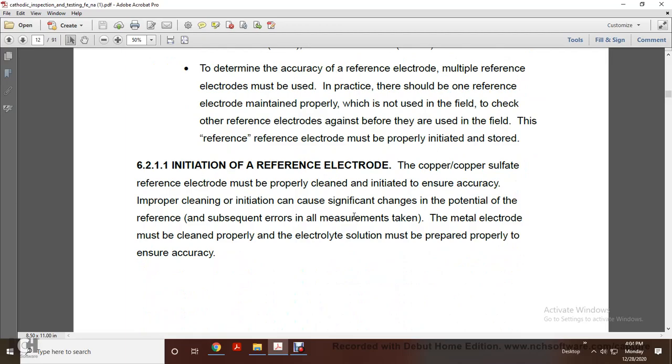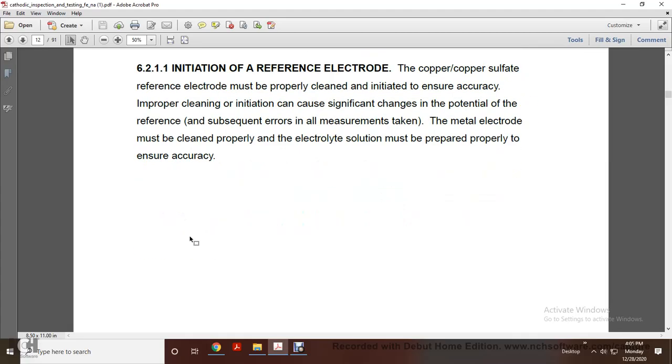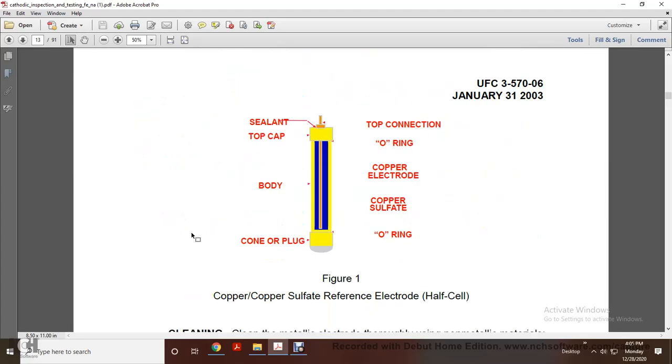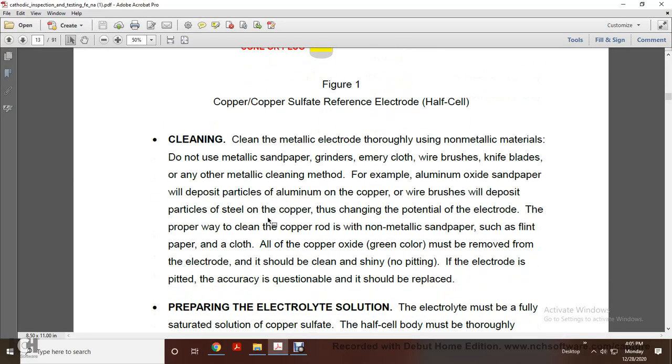Alright, 6.2.1.1 Initiation of the reference electrode. The copper sulfate reference electrode must be properly cleaned and initiated to ensure accuracy, as improper cleaning and initiation can cause significant potential errors in all subsequent measurements taken. The metal electrode must be cleaned properly, and the electrolyte solution must be prepared properly to ensure accuracy. Alright, Figure 1 shows the copper sulfate reference electrode half cell: sealant, top cap, O-ring, copper electrode body, copper sulfate, O-ring, cone and plug.